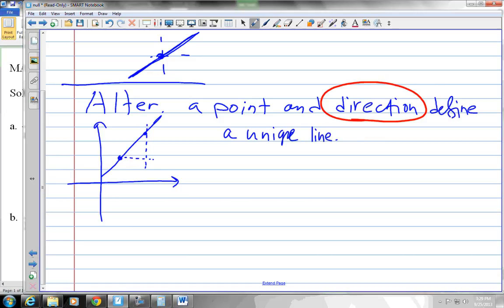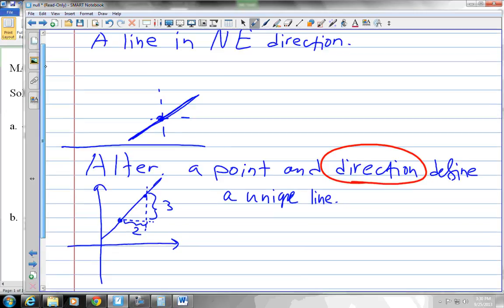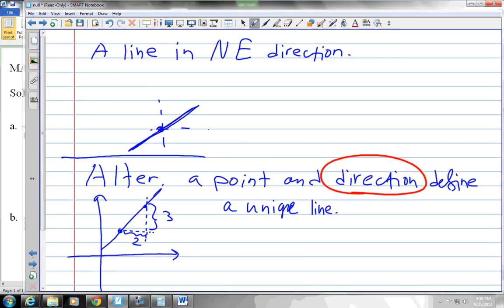If I tell you that for every 2 steps you move horizontally, the line goes up 3 steps, that's a pretty nice way to define a direction of a line. Let's say for every 2, it goes up 3. Right? There's a pretty unique direction. So we can actually quantify that very precisely. Actually, the northeast direction will be for every 1 step you take horizontally, you have to move 1 step vertically. So that's kind of a 45-degree slant or whatever.